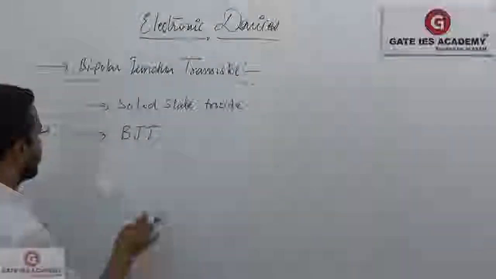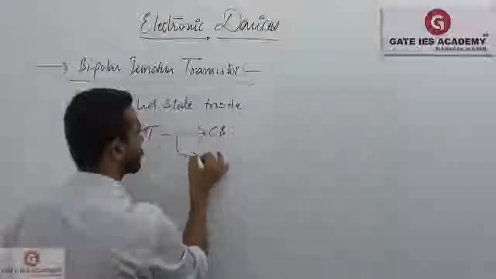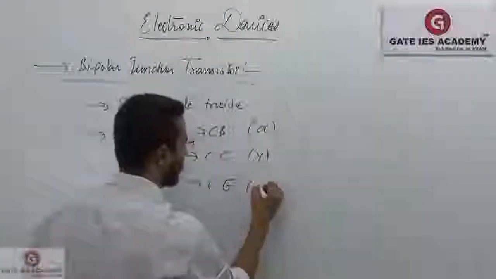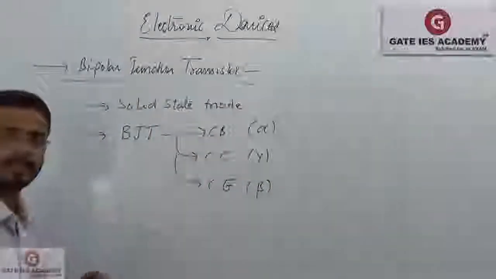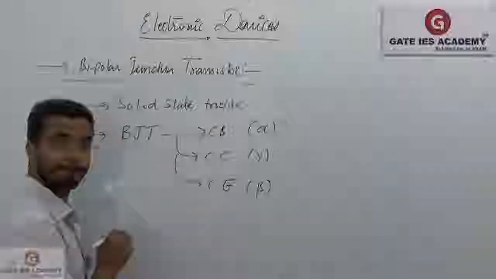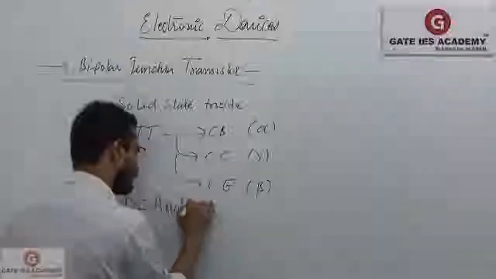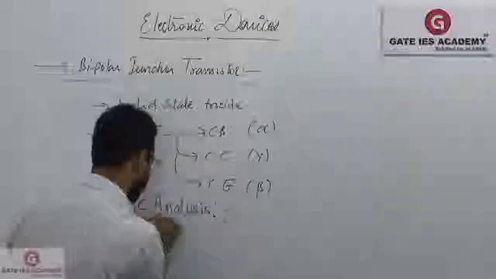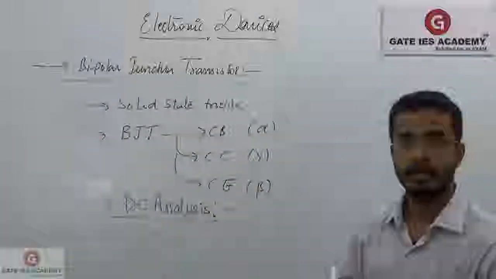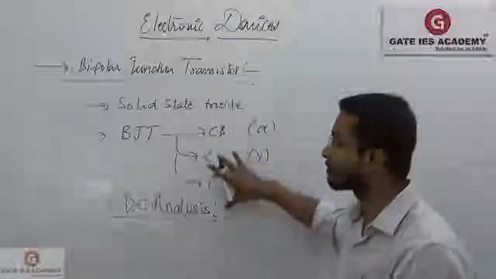So in the BJT, you will study all the configurations and the current gains. That means the common base, common collector and common emitter. Here, alpha, gamma and beta. All these things you will study in detail at that time, but I am not discussing at this point. Then in the BJT, you will study the base, that means whenever you apply the DC analysis. In the DC analysis, you can provide the DC with respect to any terminals. That means now the configuration will also come: the common base, common collector and common emitter. That is the meaning of the configuration.